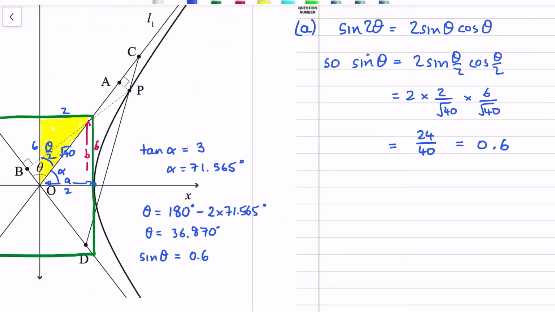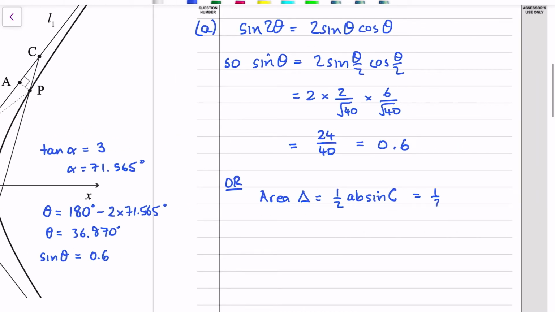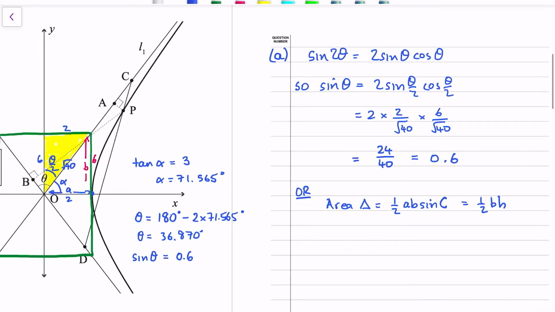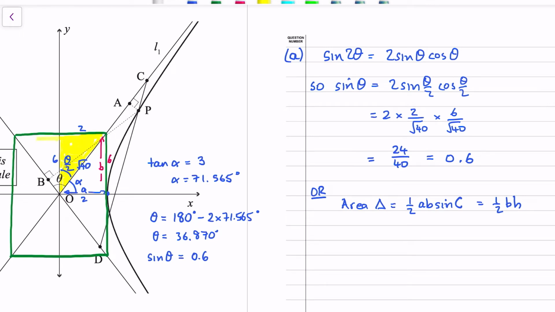There is another way of doing this problem, and it's to use areas. If you think about how the area of a triangle formula is constructed, the area of a triangle is half AB sine C, where A and B are sides and capital C is an angle, or it's a half base times height, where B and H are at right angles to one another. So now I'll just look at the whole triangle, because I want theta as my angle.